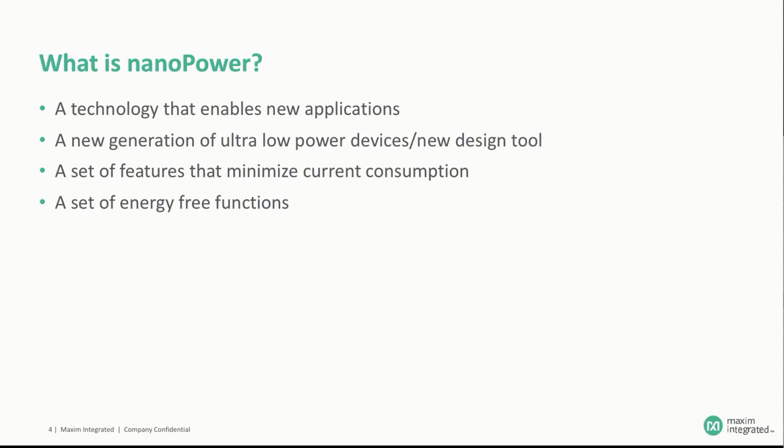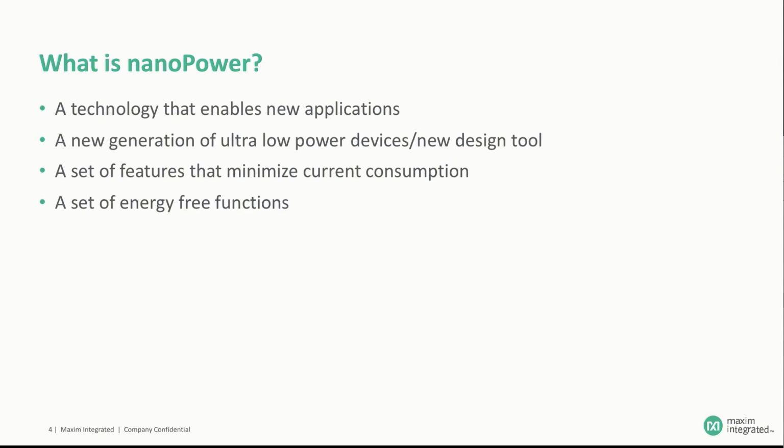A set of features that minimize current consumption. Nanopower is not one single feature or design trick. In the case of our nanopower devices, we have put a number of features in that reduce current consumption. Through the course of this discussion, we will explore a number of these. In aggregate, you can see the benefits.